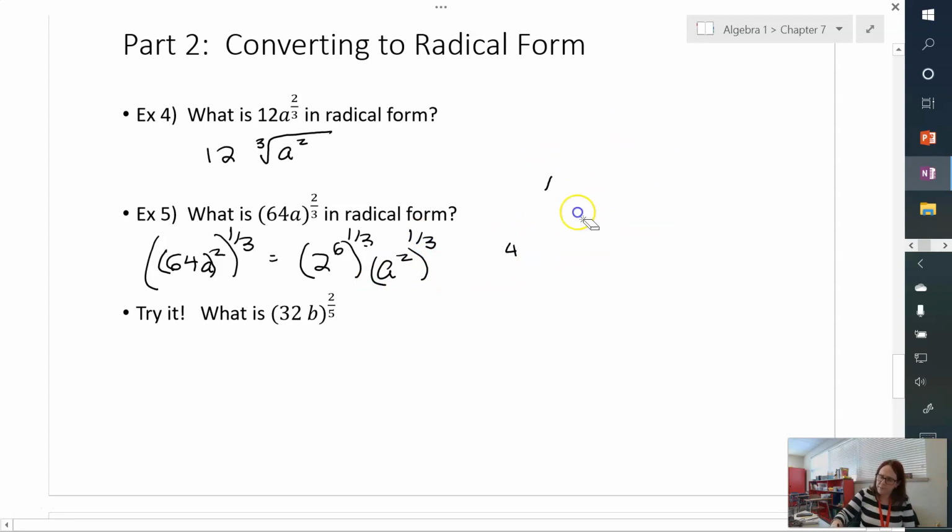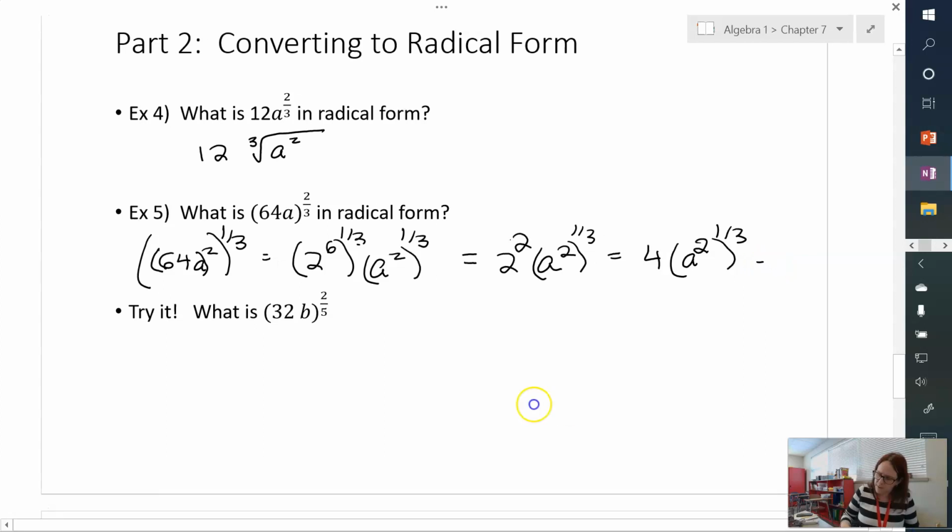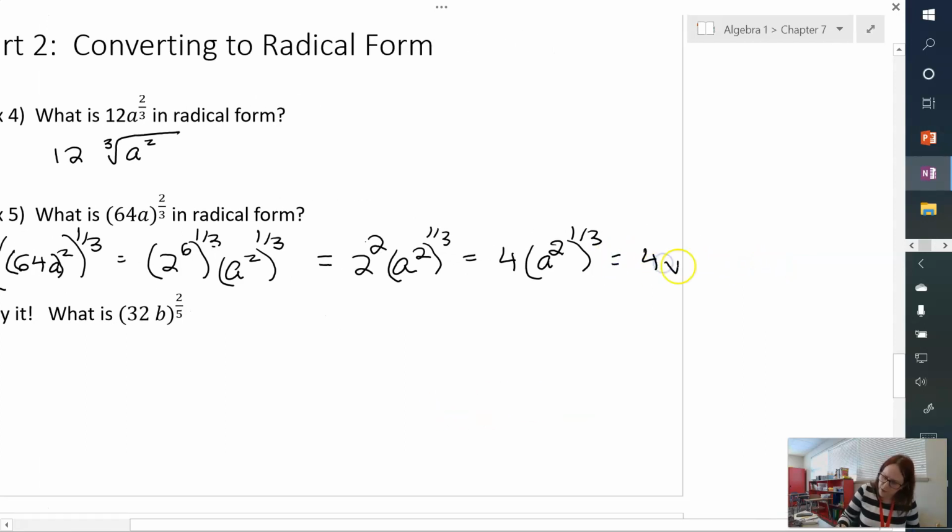I'm going to move this out of my way here. So then I get, I'm raising a power to a power, multiply those exponents. I get 2 to the 6 times 1/3, or 2 to the 2. And A to the 2, that's still to the 1/3, because I only took care of my 2s. So I'm going to get 4. And then I have A squared to the 1/3. And now let's go ahead and move it into radical form, because I've got this pretty simple. So this is going to be 4 cube root of A squared.